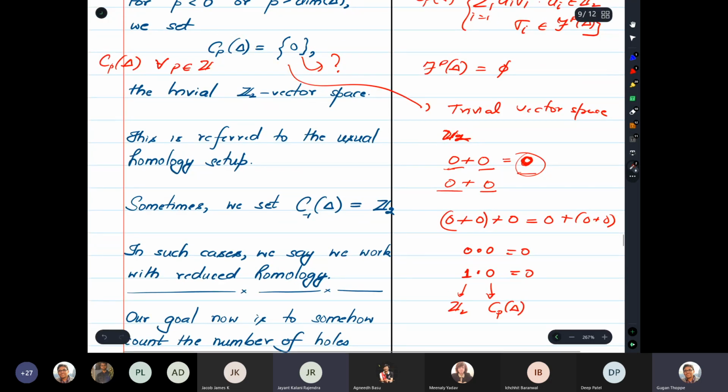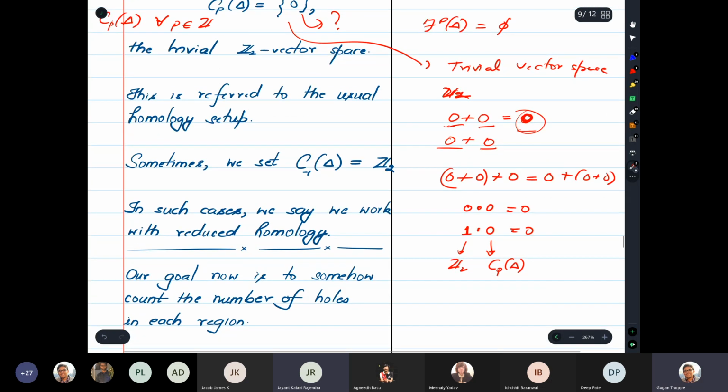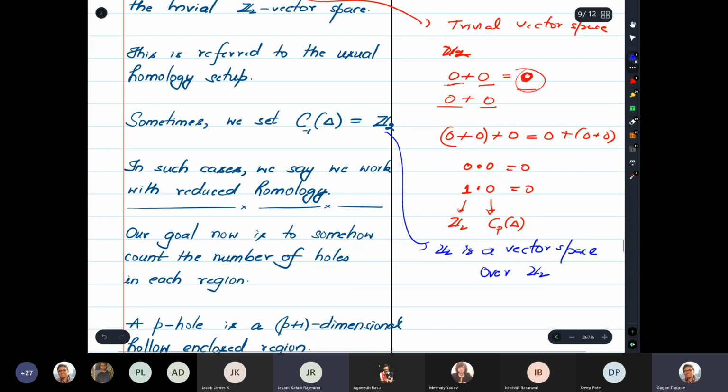On the other hand, there will be certain situations, which we will discuss, wherein we will set C_p(Δ) to be the trivial vector space for all p except -1, in which case we will set C_{-1}(Δ) to be Z2 itself. And I hope you agree that this Z2 is a field, but it can also be interpreted as a vector space. So Z2 is a vector space over Z2. So this Z2 is the field, and it can be interpreted as the vector space over itself. My claim is that there will be certain situations, and for certain reasons we will set this C_{-1}(Δ) to be Z2, in which case I will say that we are working with reduced homology.